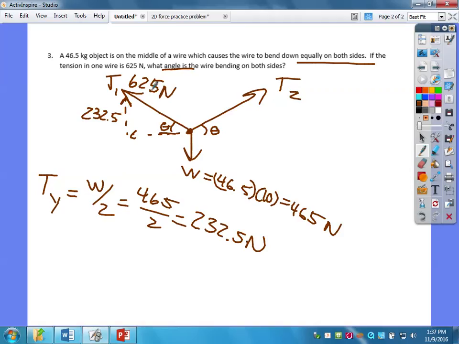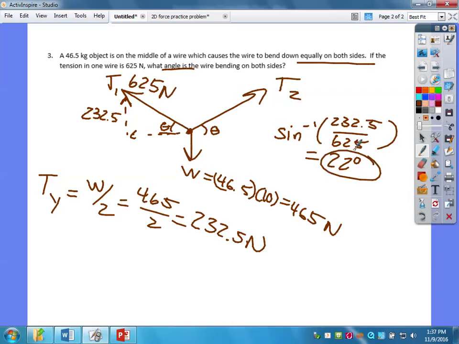I'm doing sine. I'm going to do inverse sine of 232.5 over 625, which gives me an angle of about 22 degrees. That's what's going to be the angle on both sides. So that's just a quick review of tension.